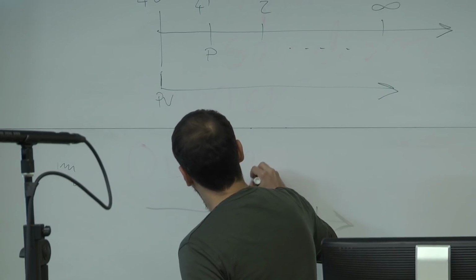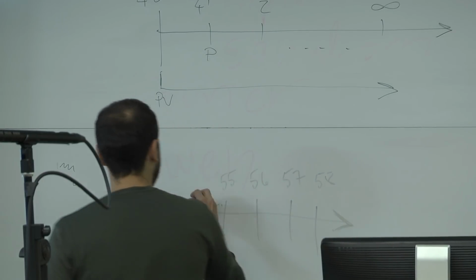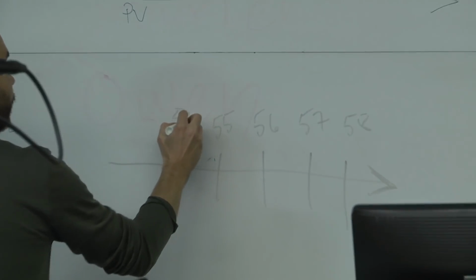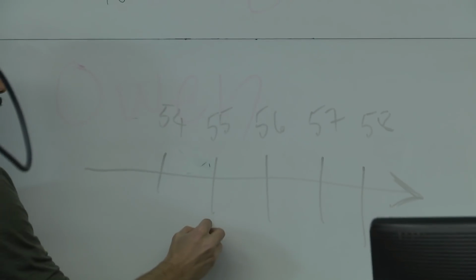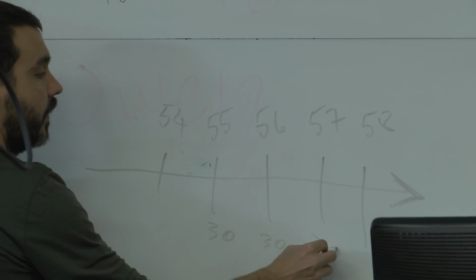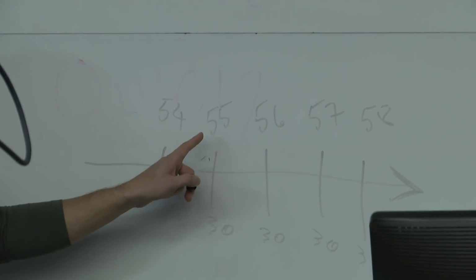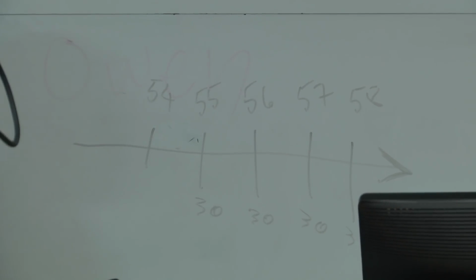55, 56, 57, these are years. So let's say that you have payments here. You have $30 payments at year 55, 56, 57, and 58. If I compute the present value of these cash flows, I compute it as an ordinary annuity in my calculator.